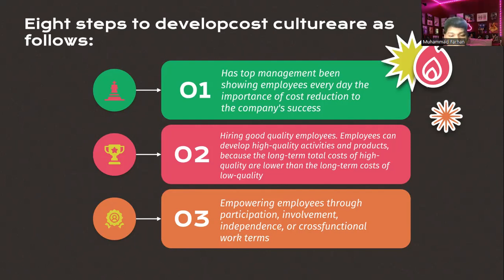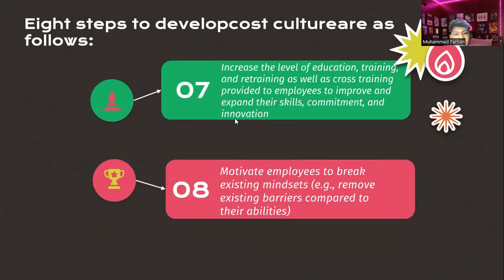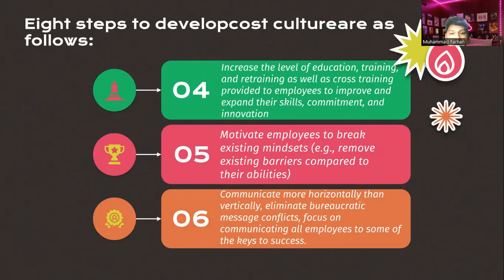Number three is empowering employees through participation, involvement, independence, or cross-functional work teams. Number four is increase the level of education, training, and retraining, as well as cross-training provided to employees to improve and expand their skill, commitment, and innovations. Number five is motivate employees to break existing mindsets, for example, remove existing barriers compared to their abilities.